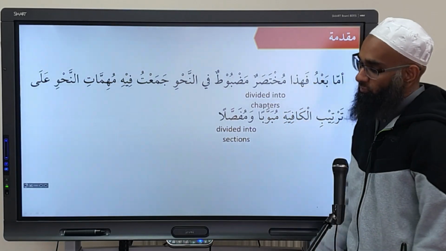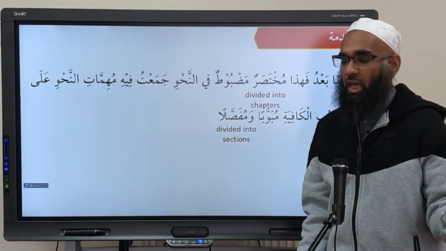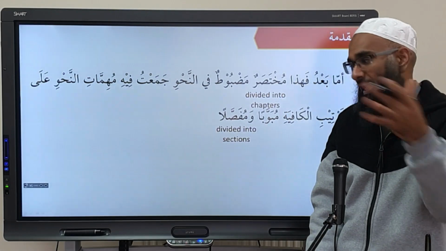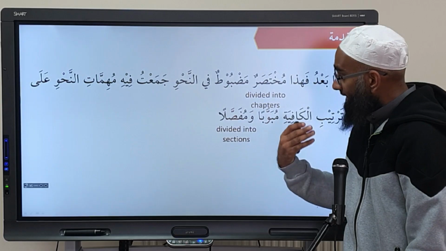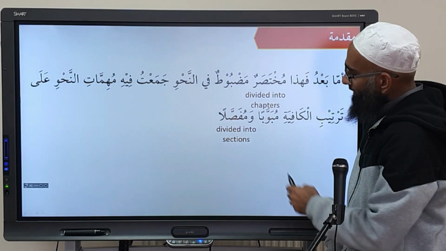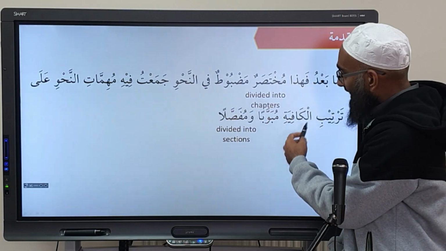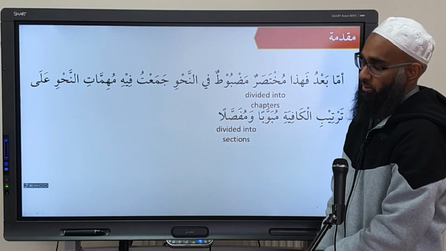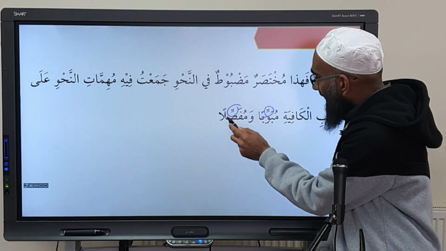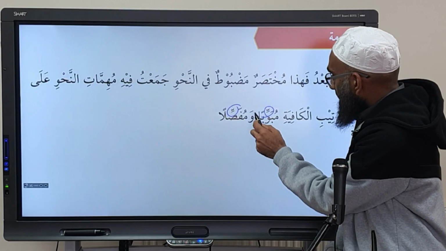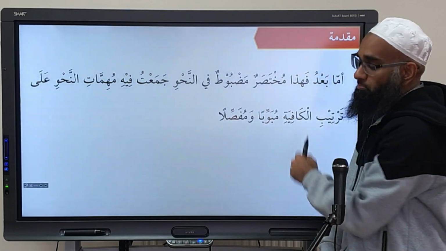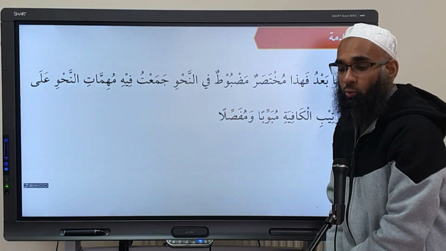Because obviously Kafiyah, if you look at it, doesn't have any sections or divisions. It starts at the beginning and goes all the way through as non-stop text. So he says mubawwaban mufassala. This is ismul maf'ul, meaning divided into chapters and into sections. You can also say mubawwiban. If you go back to the previous slide, we have mubawwaban or mubawwiban. If it's mubawwaban, that's ismul maf'ul.